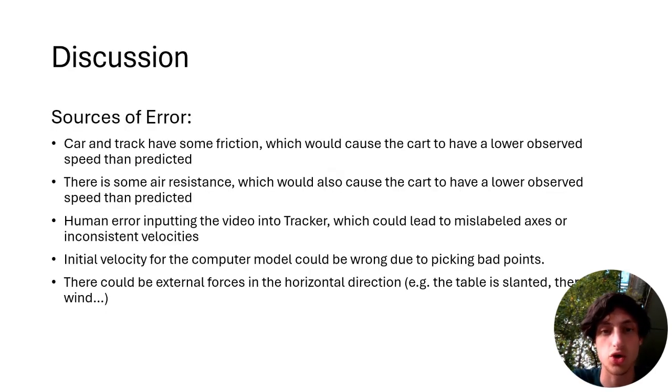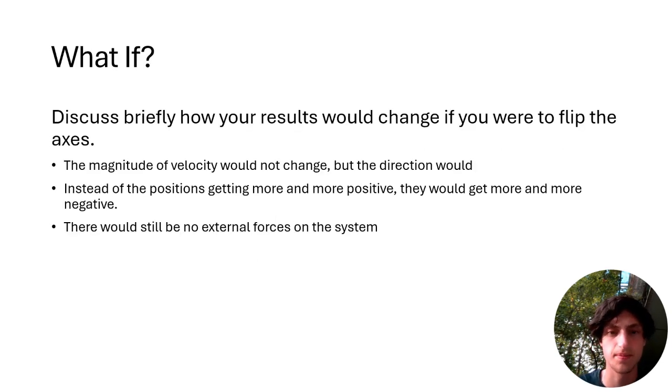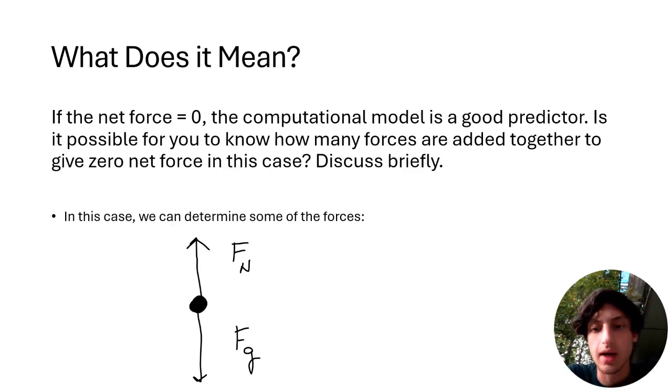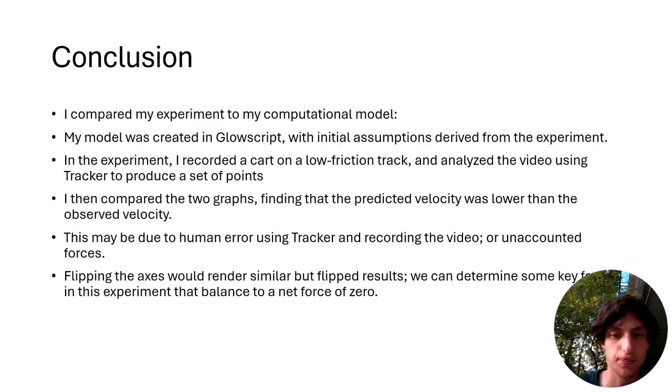Some sources of error: the car and track have some friction. There's some air resistance. I may have messed up putting the video into Tracker. The initial velocity is wrong, or there are external forces. If I were to flip the axes, the magnitude of velocity would not change, but the direction would, so the position would get more and more negative, but there would still be no external forces. We assumed that net force equals 0, but we can determine some of the forces. We know gravity exists, and we know normal force is present to balance out gravity, so the car stays on the table. But we don't know anything that makes the net force 0 in the horizontal direction.